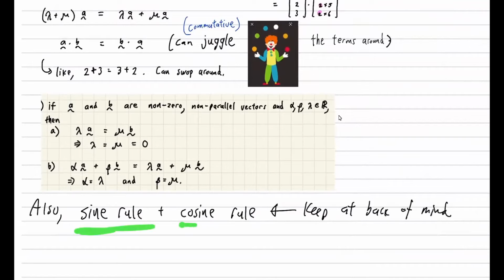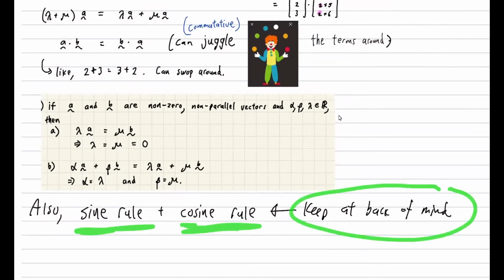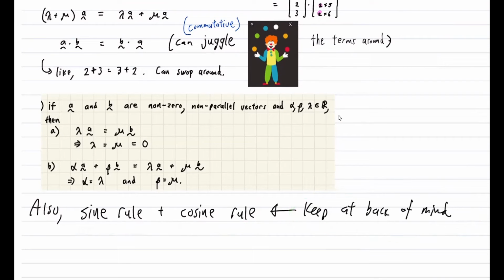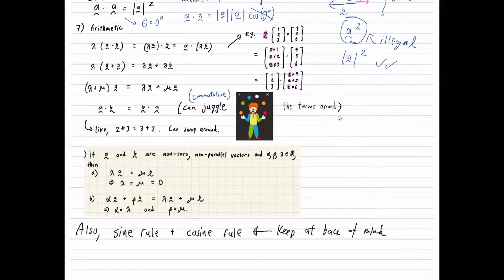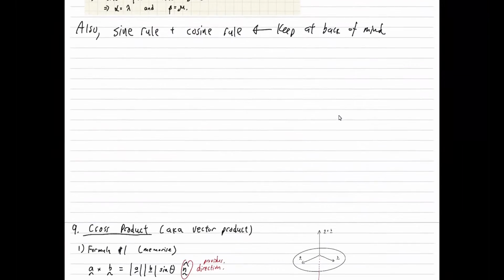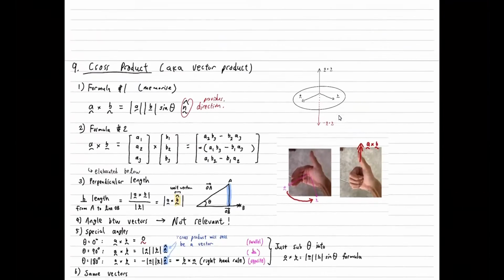And also keep in mind sine rule and cosine rule. Occasionally, you need to know them. You need to apply them in geometry questions. Dot product and cross product. Okay, that was the primer summary on dot product. Let's quickly move on to the cross product.